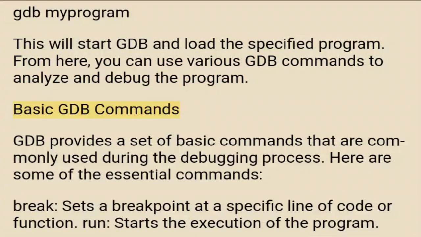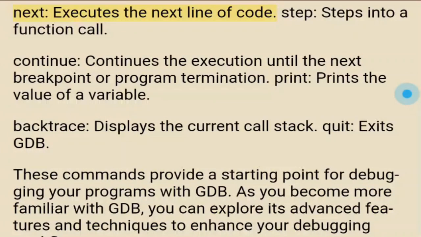Basic GDB commands. GDB provides a set of basic commands that are commonly used during the debugging process. Here are some of the essential commands. Break sets a breakpoint at a specific line of code or function. Run starts the execution of the program. Next executes the next line of code. Step steps into a function call. Continue continues the execution until the next breakpoint or program termination. Print prints the value of a variable. Backtrace displays the current call stack. Quit exits GDB. These commands provide a starting point for debugging your programs with GDB.